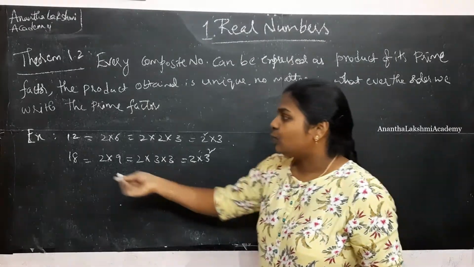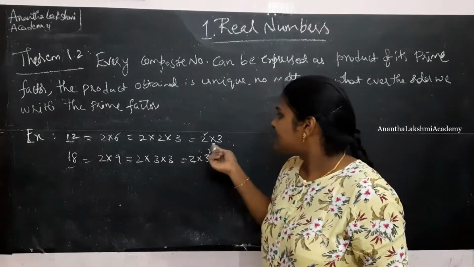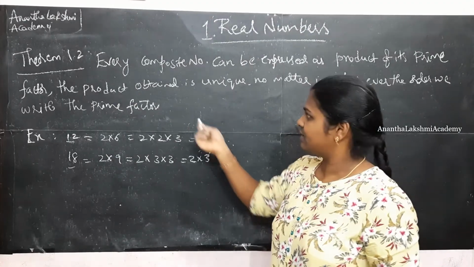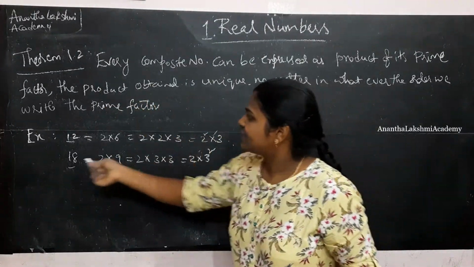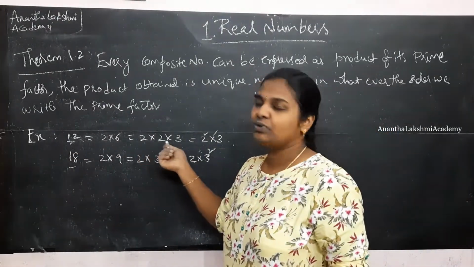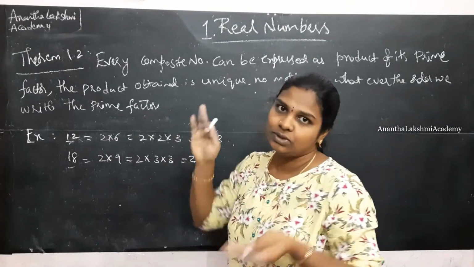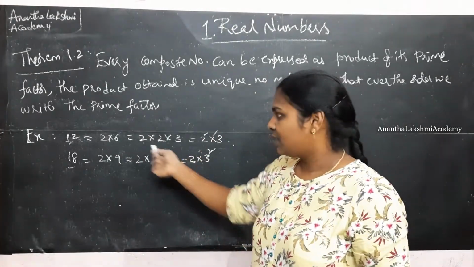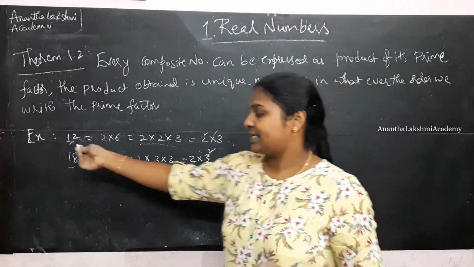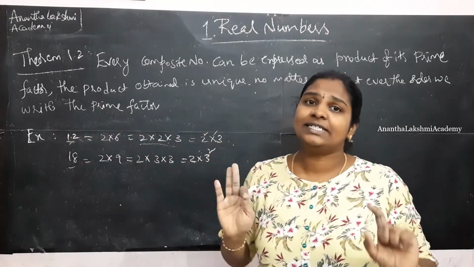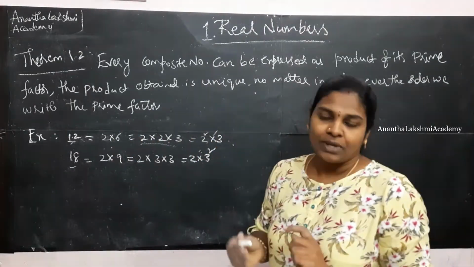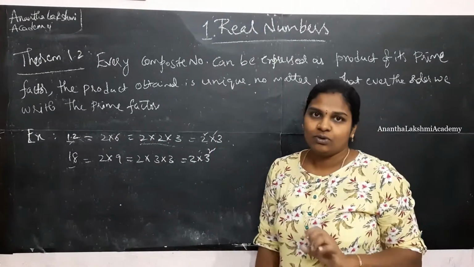Now that we expressed 12 and 18 in terms of the product of prime factors, the product obtained like this is unique. You can write it as 2 into 2 into 3, or 2 into 3 into 2, or 3 into 2 into 2. No matter in whichever order you write the prime factors, the product is unique, and every composite number can be expressed in the form of a product of prime factors. Okay, that is theorem 1.2.